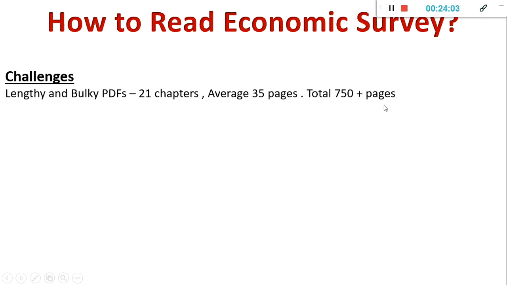Okay. So that is why it's very, very lengthy. So who will have the patience? Imagine sitting and reading 750 pages. It's very difficult. But you can do it by doing 1 chapter a day. Okay, you take 1 chapter a day. In 21 days, you will complete it. That's how you should read it.